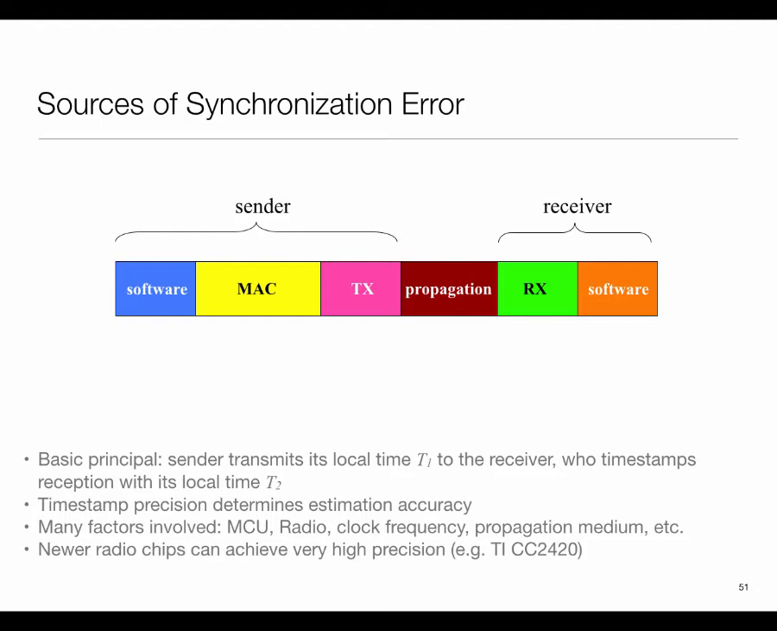Many factors affect the accuracy with which I can timestamp, but the more control we can exercise over them, the better off we are. The microcontroller, obviously its frequency, comes into play. What kind of circuitry you have in the transmitter and receiver comes into play. I've written radio, but the same thing holds true for Ethernet, whatever.